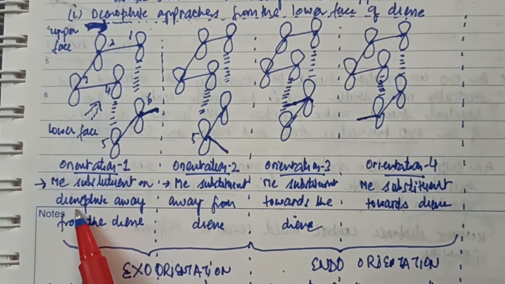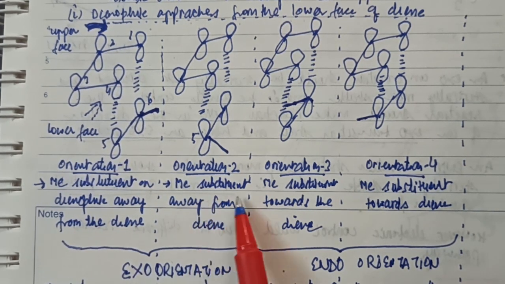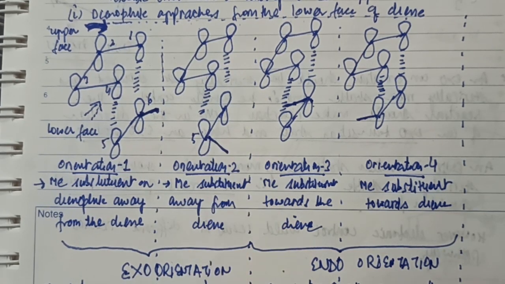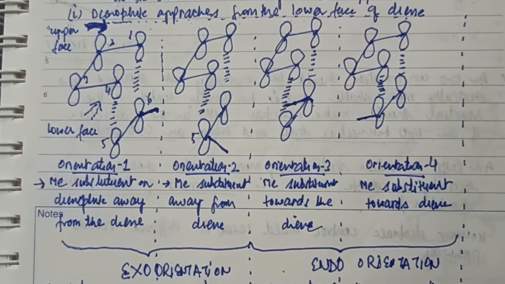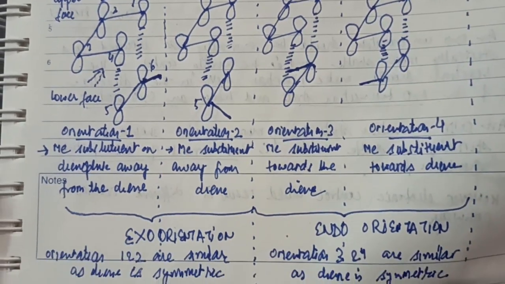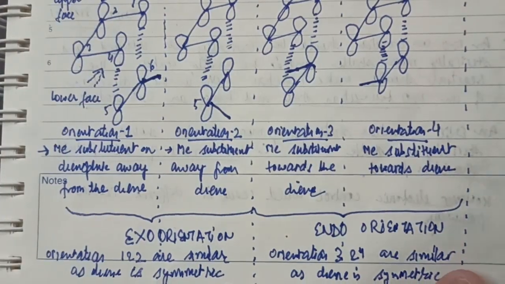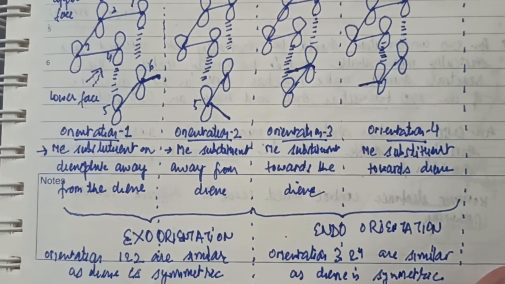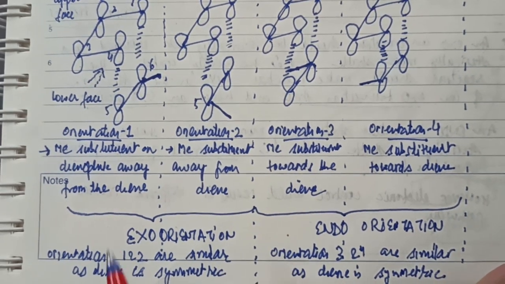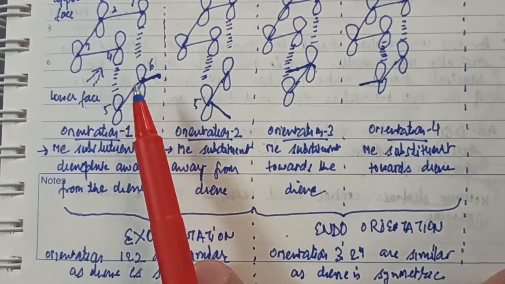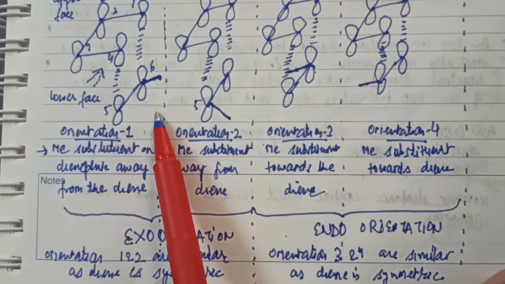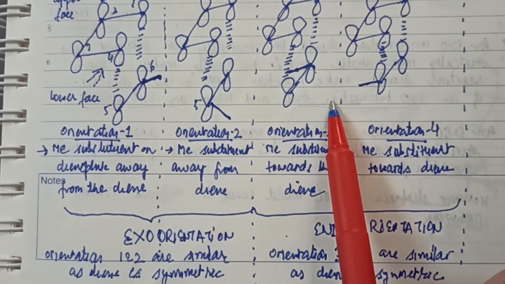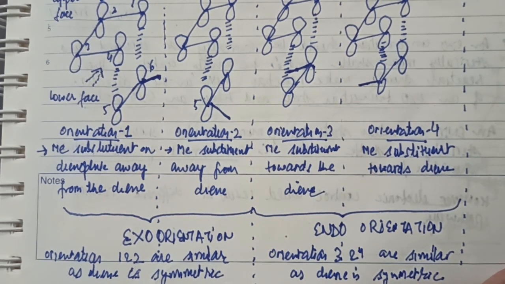Methyl substitution on the dienophile is away from the diene in these two orientations. Methyl substitution is towards the diene in orientation 3 and 4. Therefore, we call the 3-4 orientation the endo orientation. Of course, as you can see, orientations 1 and 2 are similar as the diene is symmetric, and similarly orientations 3 and 4 are similar as the diene is symmetric. Therefore, I can write either orientation out of 1 and 2, one representation will be sufficient, and out of 3 and 4 I can write one representation, that would be sufficient.